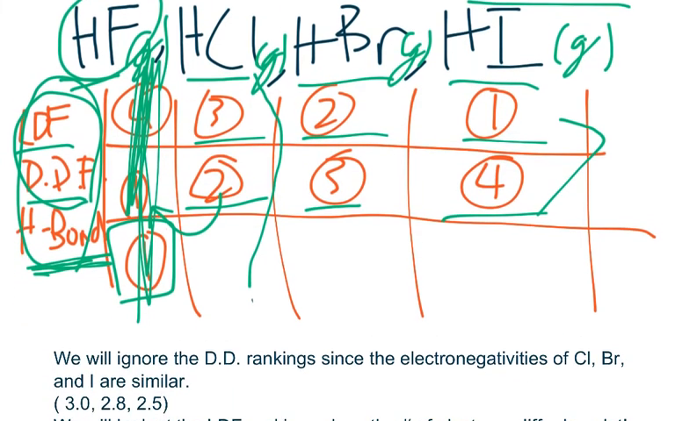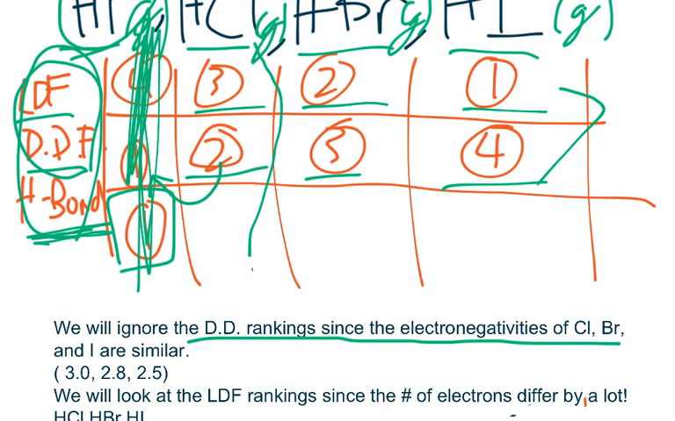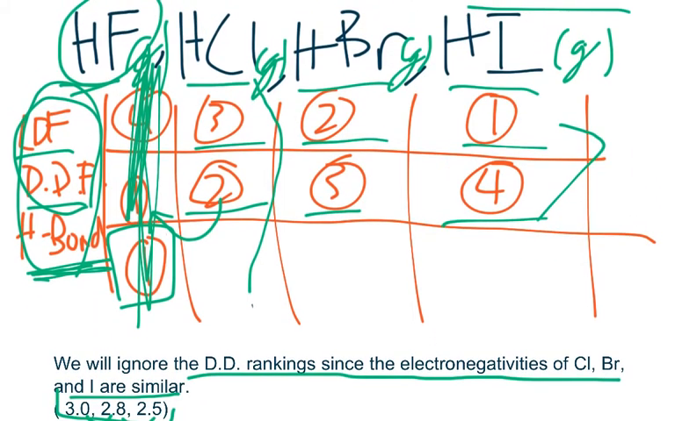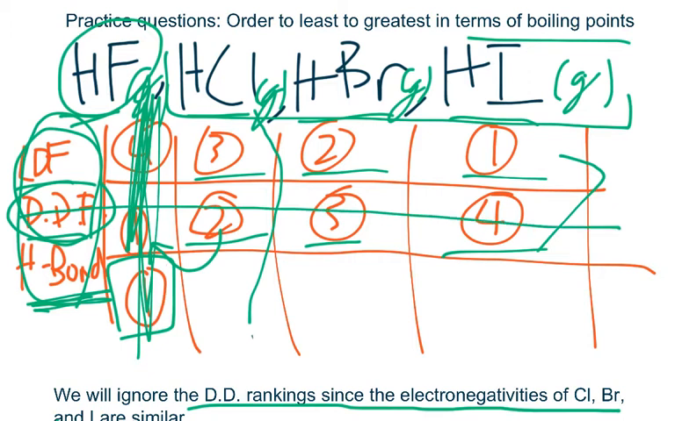So in this case, we will ignore the dipole-dipole rankings since the electronegativities of Cl, Br, and I are very similar. You notice that they are 0.2 apart and 0.3 apart, and because the electronegativity differences are so similar, the dipole-dipole forces on these three molecules are very close. So because of that, we cannot consider dipole-dipole as the determining factor for which one has a higher boiling point. And now we have to look at LDF.